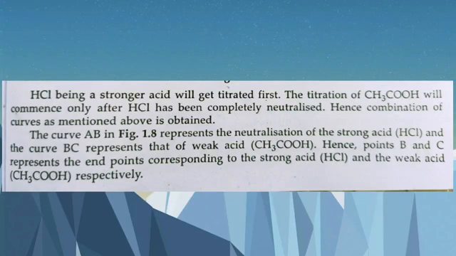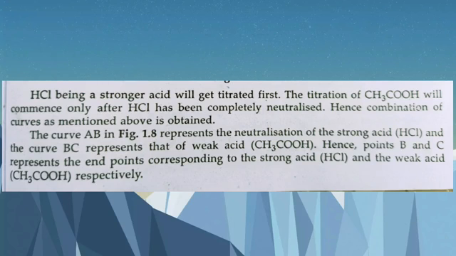HCl being a strong acid will get titrated first. Now the titration of acetic acid will commence only after the HCl has been completely neutralized. जैसे HCl का complete neutralization हो जाएगा उसी के बाद acetic acid का neutralization फिर चालू हो जाएगा. Hence the combination of curves as mentioned above is obtained.